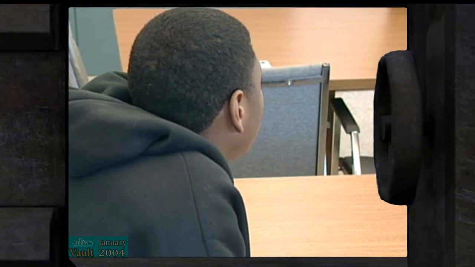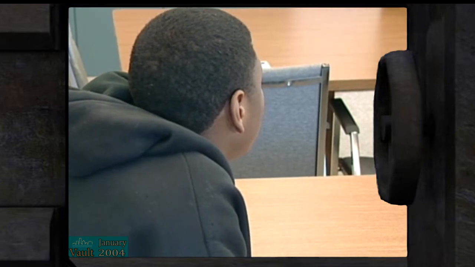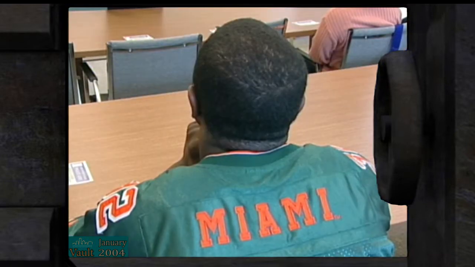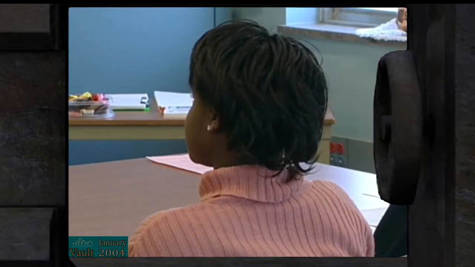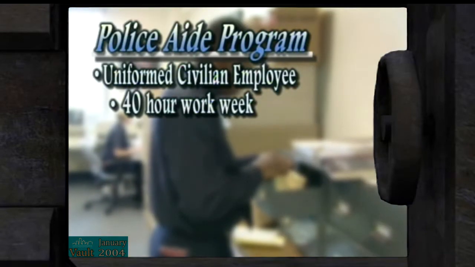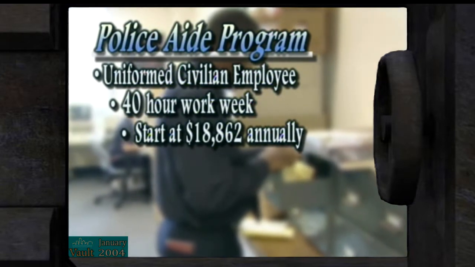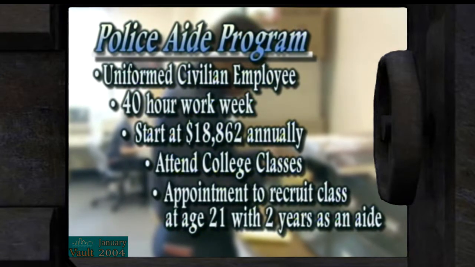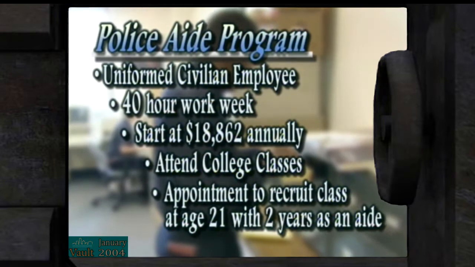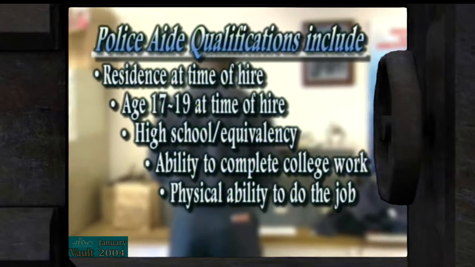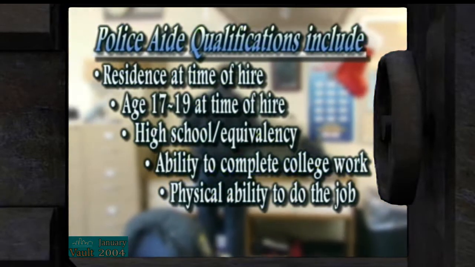A police aide is a civilian employee of the Milwaukee Police Department who receives on-the-job training to become a police officer. Police aides work a 40-hour week at a current annual salary of nearly $19,000. They attend job-related college classes during on-duty hours. Again, applicants must meet certain minimum qualifications.